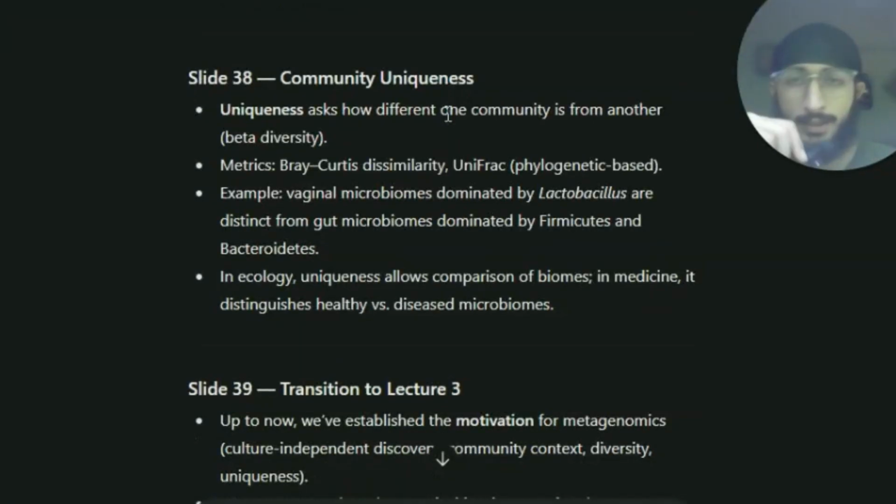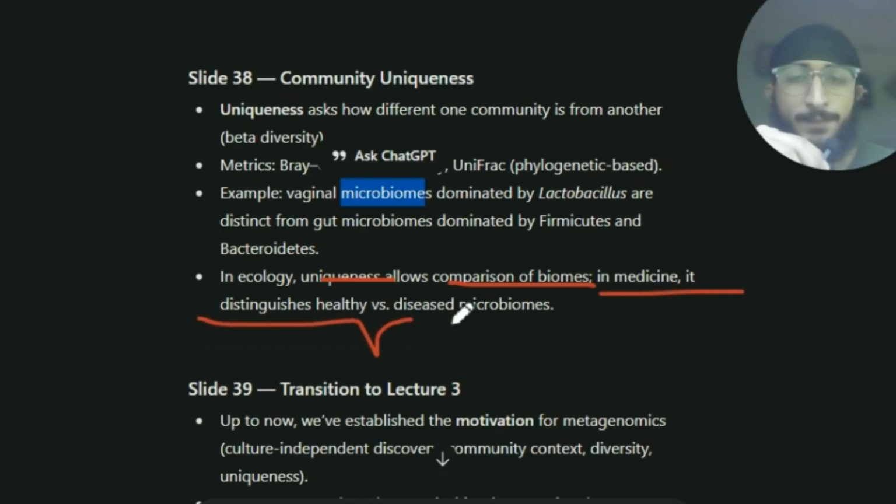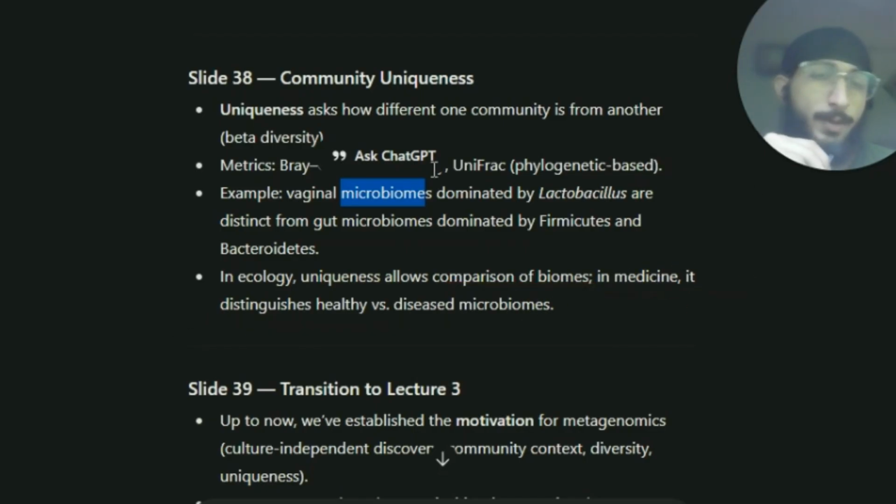Now, community uniqueness. Uniqueness asks how different one community is from another. Beta diversity. Metrics: Bray-Curtis dissimilarity, UniFrac, phylogenetic based. For example, vaginal microbiomes dominated by Lactobacillus are distinct from gut microbiomes dominated by Firmicutes and Bacteroidetes, whatever that is. In ecology, uniqueness allows comparison of biomes. In medicine, it distinguishes healthy versus diseased microbiomes.